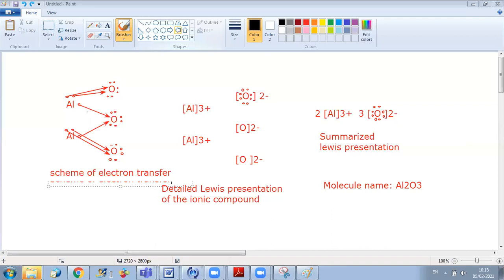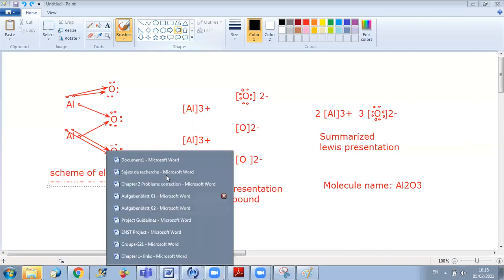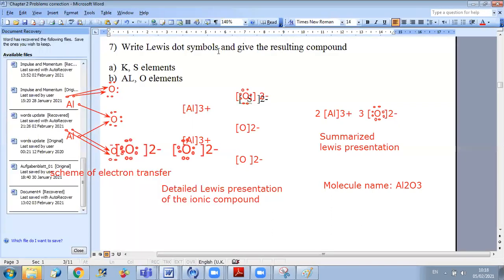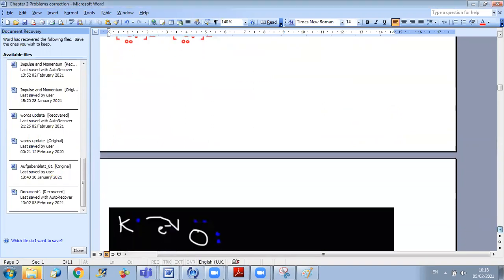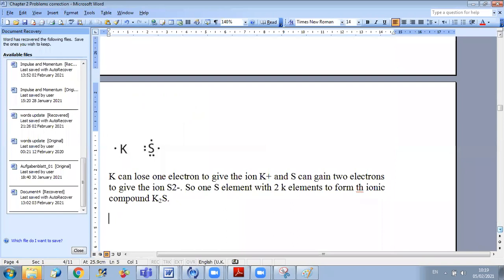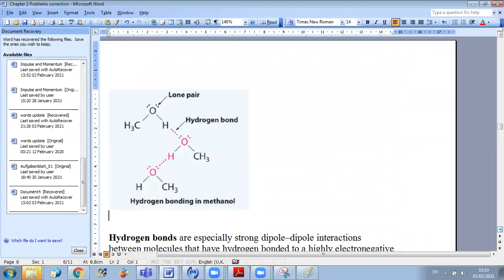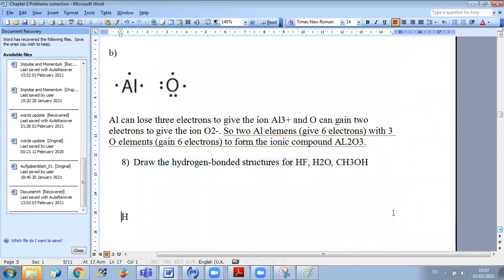Now, let us continue. A second problem. I will put the detailed solution for you when we are done. So, draw the hydrogen bonding structures for HF, H2O, and CH3OH.